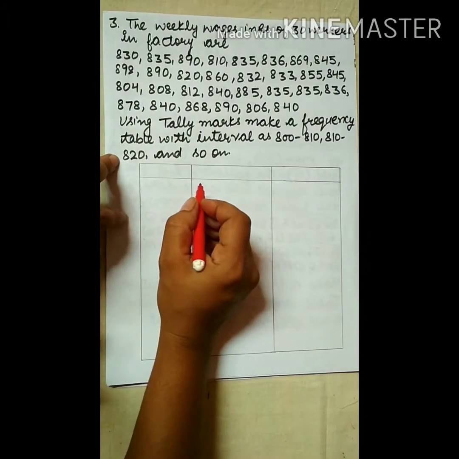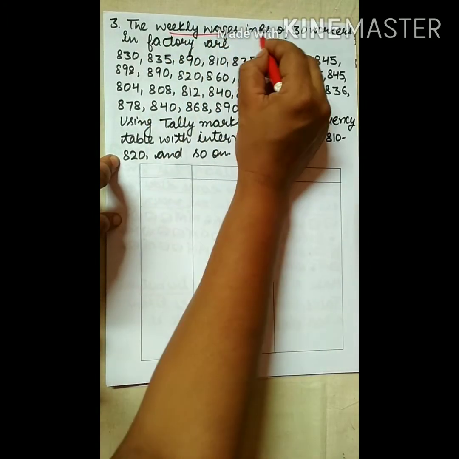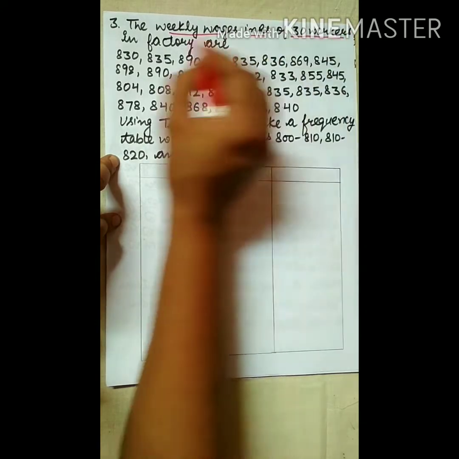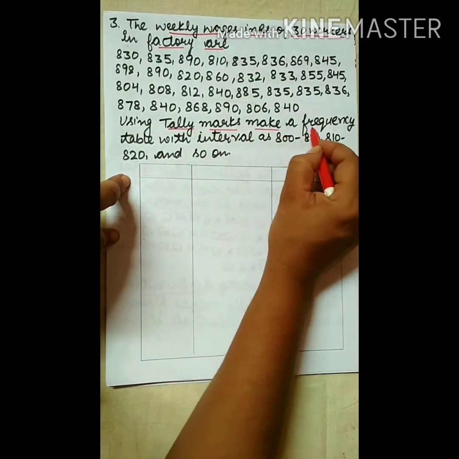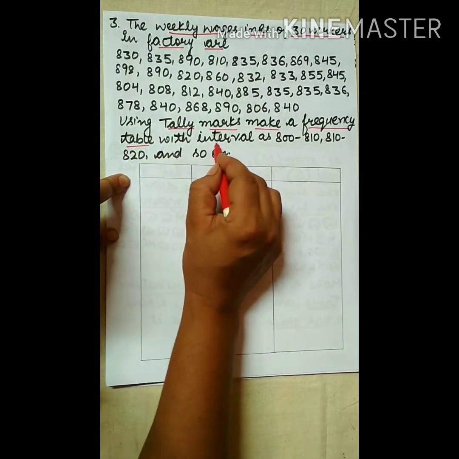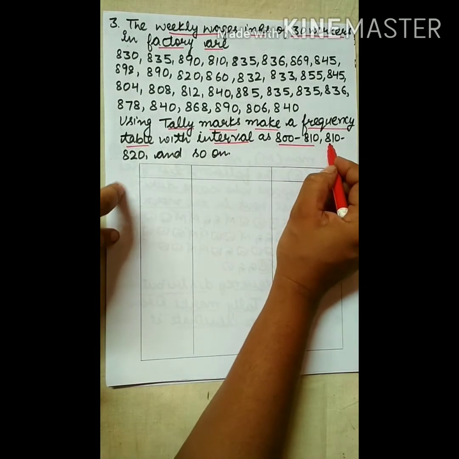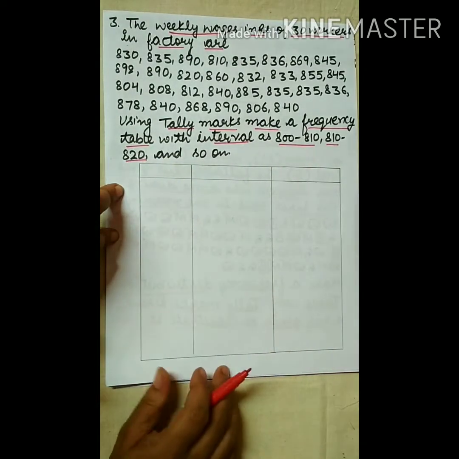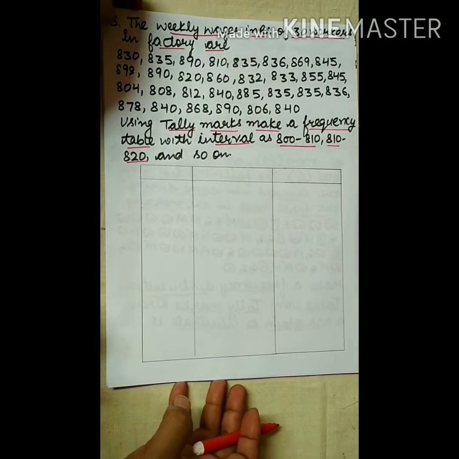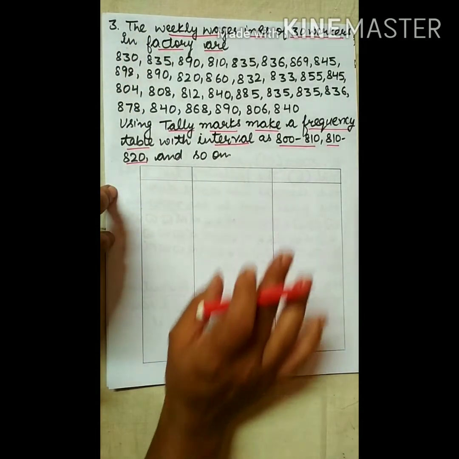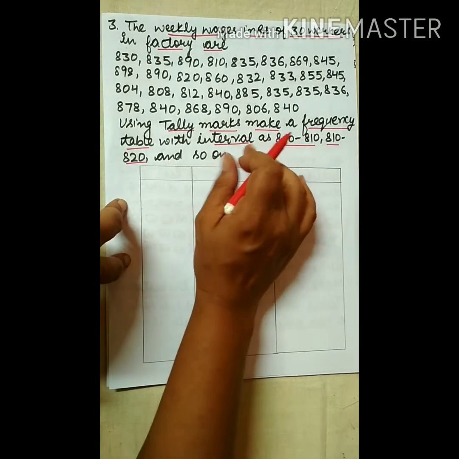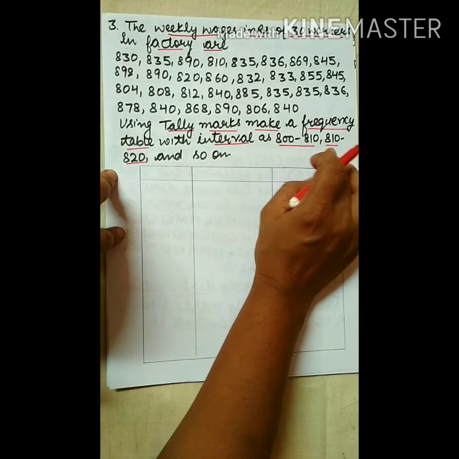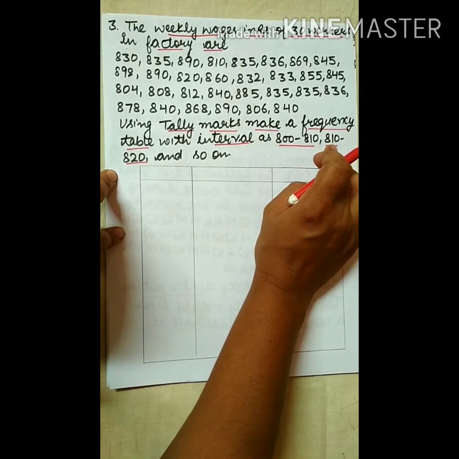Question number 3: the weekly wages in rupees of 30 workers in a factory are given. Using tally marks, make a frequency table with intervals 800 to 810, 810 to 820. In this question, students, we have to make the frequency distribution table as we have done in question number 2. But in this question, we are given the intervals. So we have to choose this kind of intervals only.